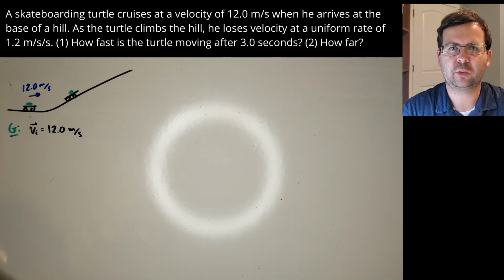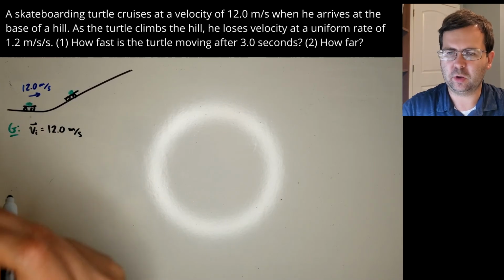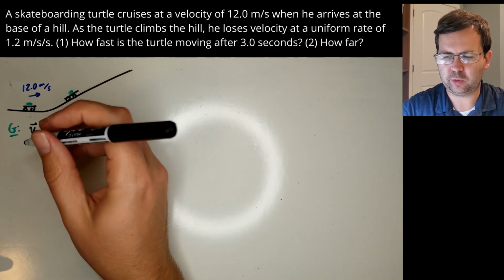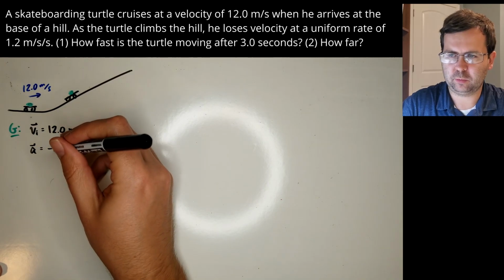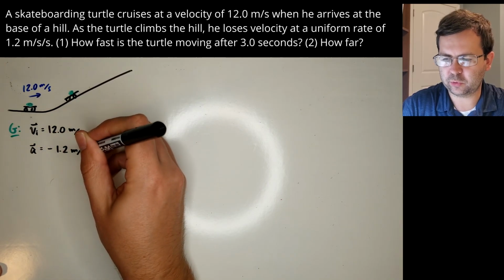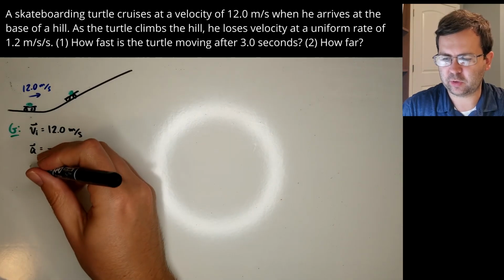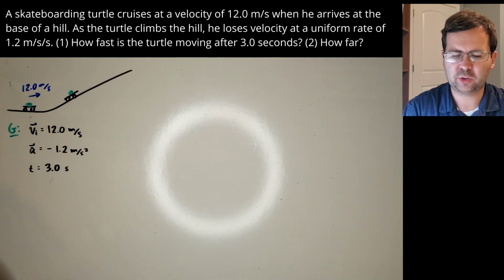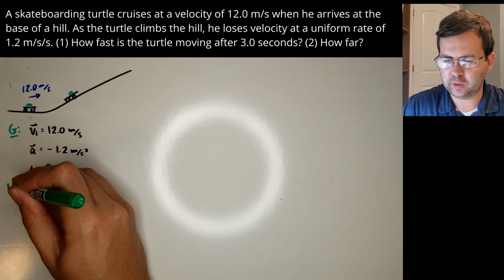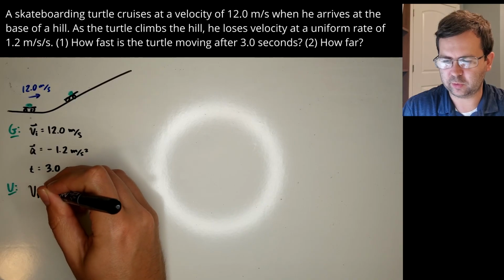I know that just from the context of the problem, picturing it, that's the velocity he starts at. And I also know there's an acceleration. He's losing velocity. How much velocity is he losing? Well, it's 1.2 meters per second squared, or meters per second per second. And we also know the question's asking, after 3 seconds, how fast will he be going? So 3.0 seconds is the time of travel for this turtle. Our unknown for this particular question is the final velocity of the turtle.